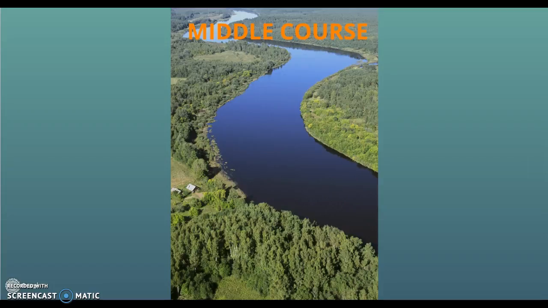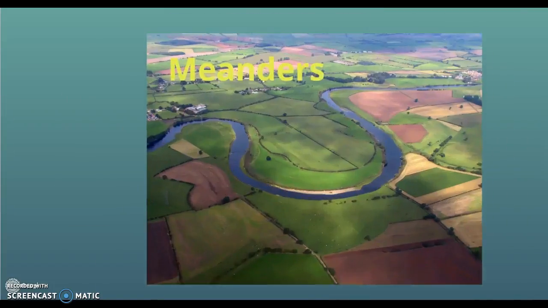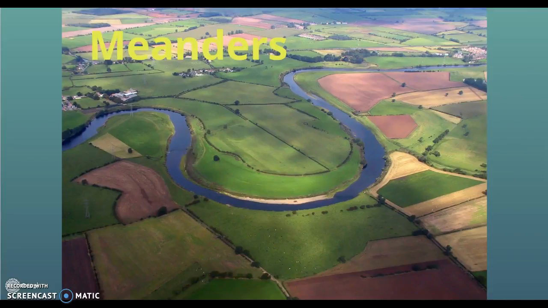And as you can see in this image and in this other image, in the middle course the river creates meanders, which are kind of bends, such as the winding way of the river, a winding course, creating bends only in flat areas. This is what we call meanders.